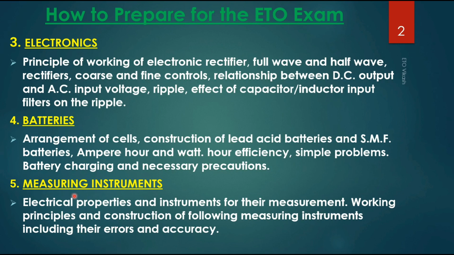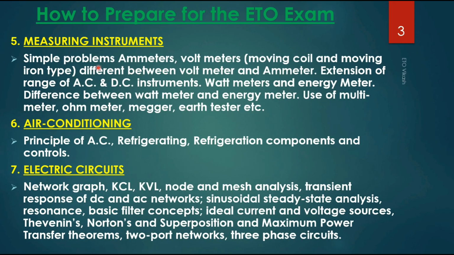Coming to our next chapter, measuring instruments. In that you have to study electrical properties and instruments for their measurement, and the working principle and construction of the following measuring instruments, including their errors and accuracy. These are the instruments: ammeter, voltmeter, moving coil or moving iron types, and the difference between voltmeter and ammeter, how current is measured and how voltage is measured. And you have to check why the ammeter is connected in series and the voltmeter is connected in parallel. They may ask this question during the interview or exam.